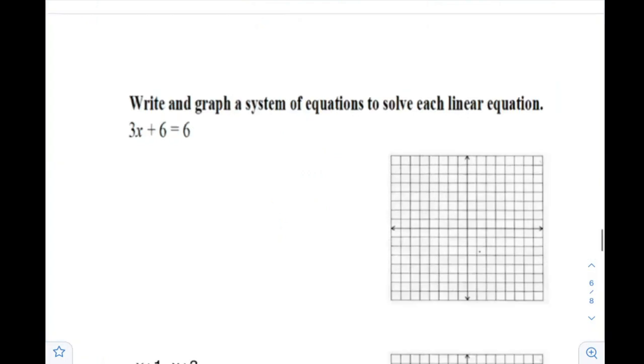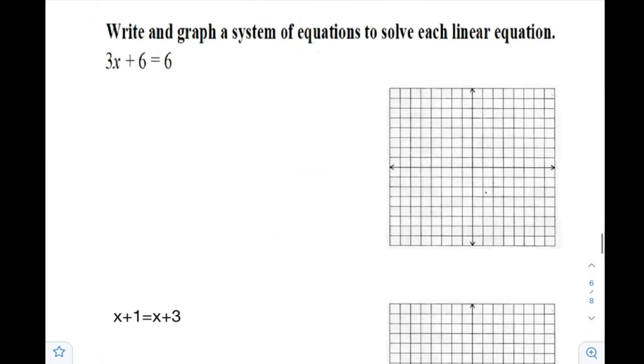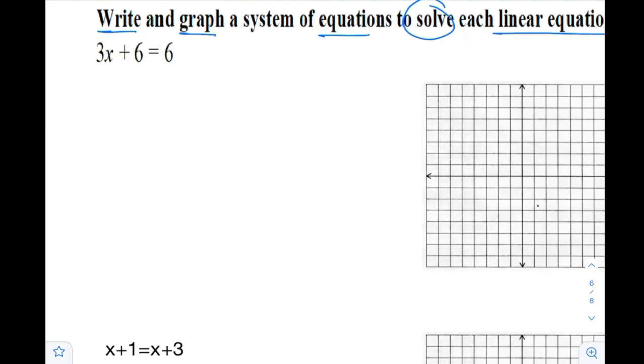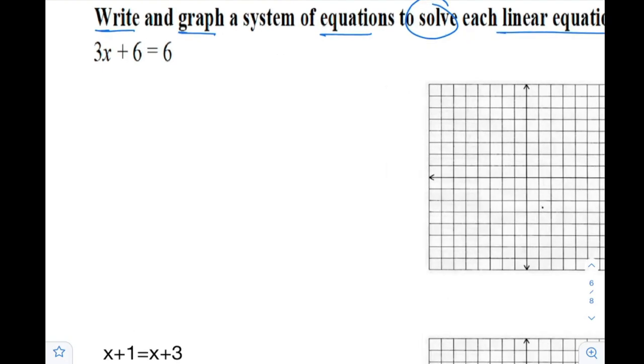Okay. This is another type of question here. Write and graph a system of equations to solve each linear equation. Remember, when we were solving this linear equation simply, we were subtracting 3x from both sides. So 3x is 0. And when we divide, we get x equals 0. This is what we used to do in chapter 1.